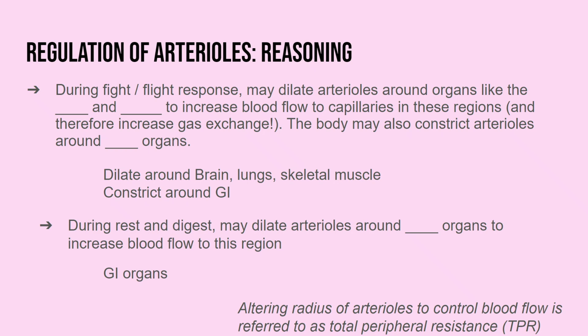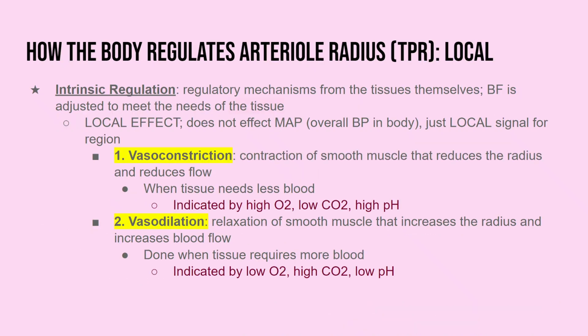And this relates to what we just talked about. Altering the radius of arterioles to control blood flow is referred to as total peripheral resistance, and that's what TPR is. Like I mentioned before, the body regulates the arterial radius to alter blood flow to certain regions. It does this intrinsically and extrinsically.